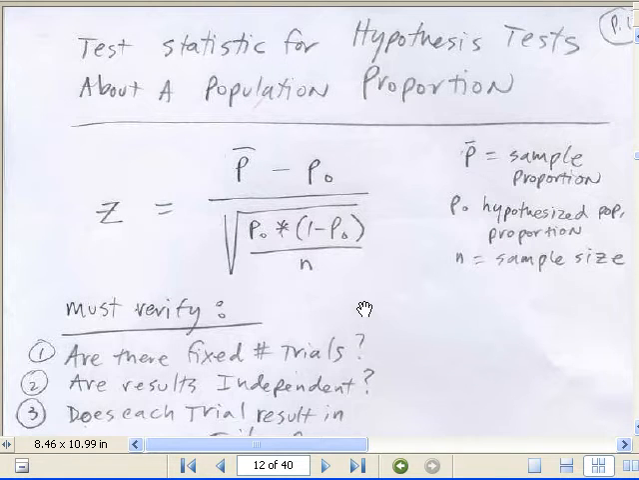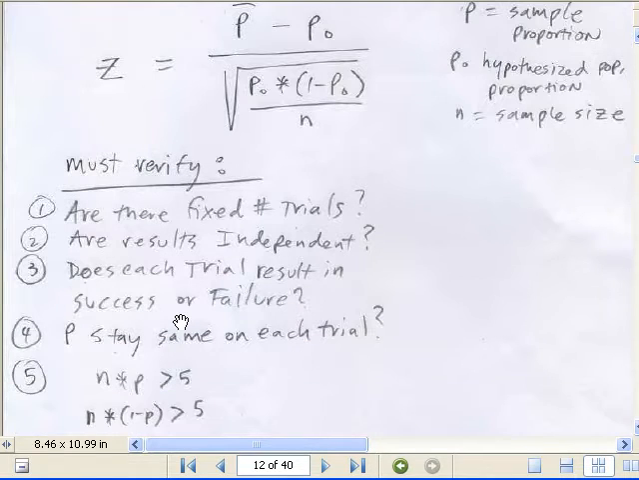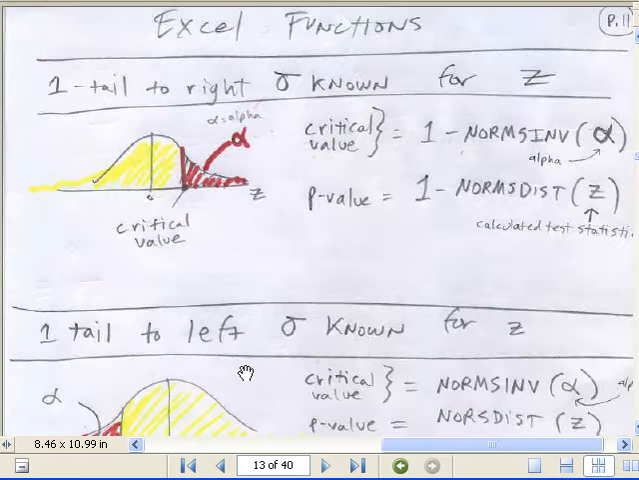Next slide. This is for the proportion. We've already done this in a few different chapters. But there's our z. Don't forget that you must verify all four elements that make a binomial test, and then test these two things to see whether you can use the normal distribution.